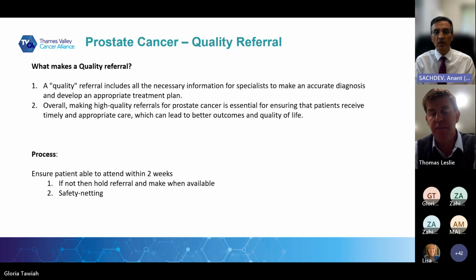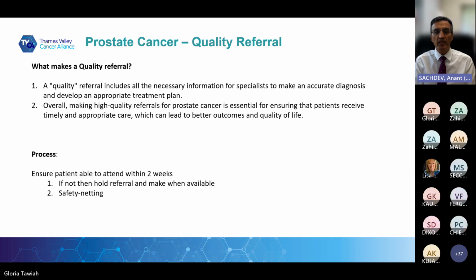I'm going to move on to referrals and quality referrals for prostate cancer. We all know that a quality referral is necessary for specialists to make an accurate diagnosis and develop an appropriate treatment plan. And really, it's essential that the appropriate patients receive timely and appropriate care, which then leads obviously to better outcomes and quality of life. So that's a quality referral.